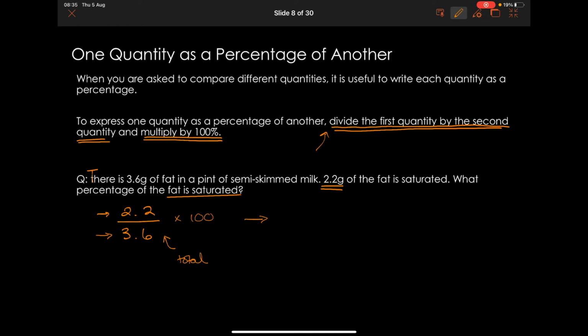So what you would actually do is 2.2 divided by 3.6, which actually gives you 0.6111111. And then you times it by 100, giving you 61.1, and you just put a little dot above the 1 to show that it's recurring. And we write the percentage. And that's it. That's all you have to do for writing one quantity as a percentage of another.